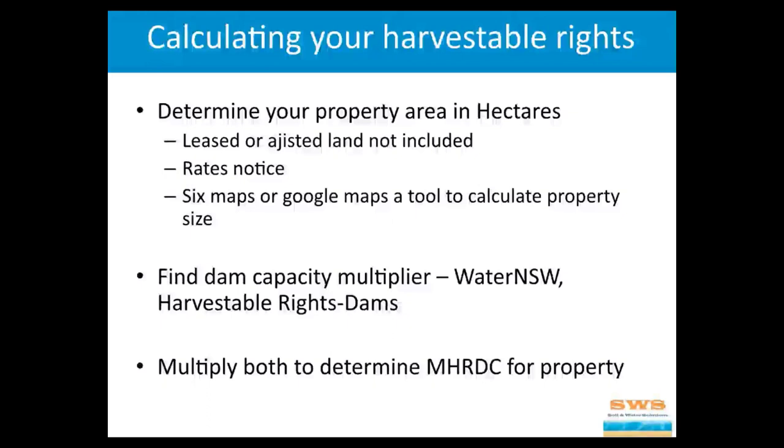Leased or registered land is generally not included in our harvestable rights, so it's just that parcel of land that we own. Using a farm dam multiplier from the Water New South Wales harvestable rights site gives you the multiplier effect for your property, and those two together determine your maximum harvestable right dam capacity. Once we know that, then we can start that planning process on sizing and building dams throughout your property.